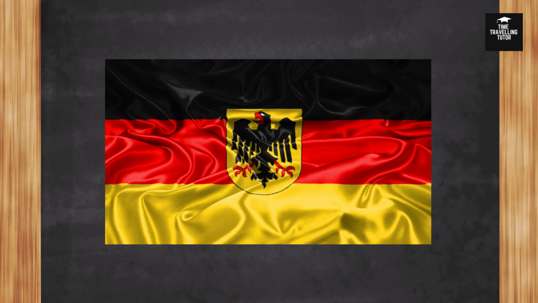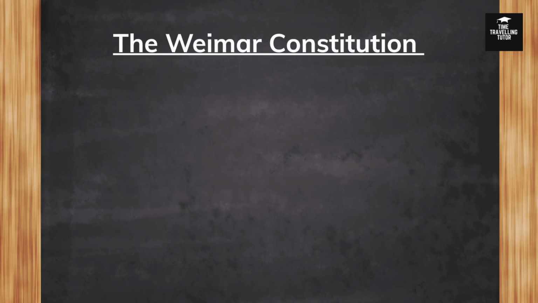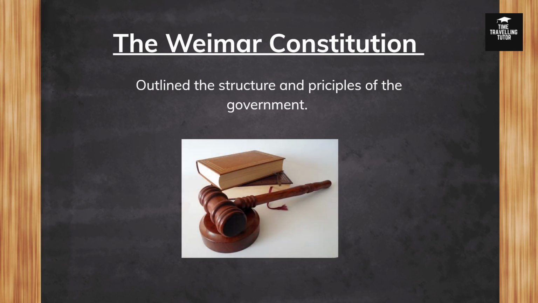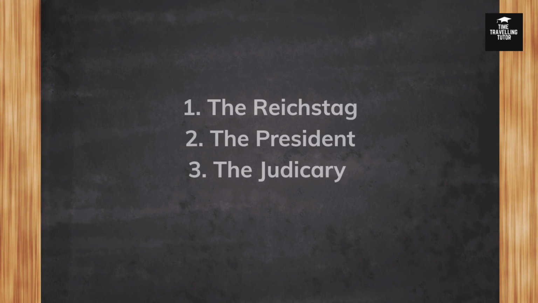Now, let's talk about the Weimar Constitution, the backbone of this new republic. It was a written document that outlined the structure and principles of the government. Think of it as a rulebook for how the country would be run. The Weimar Constitution had three main parts: the Reichstag, the President, and the Judiciary. Let's break them down one by one.